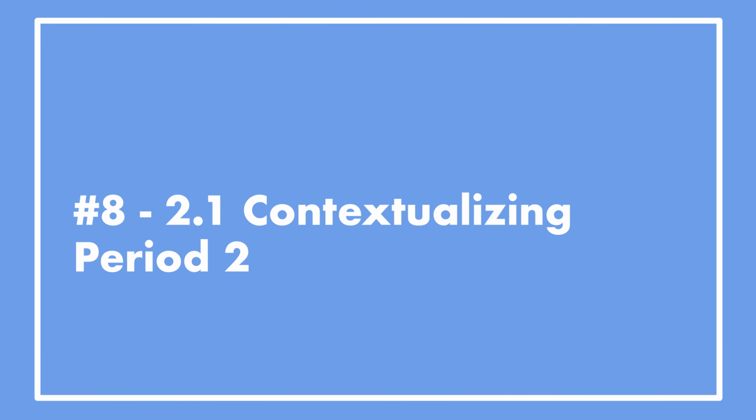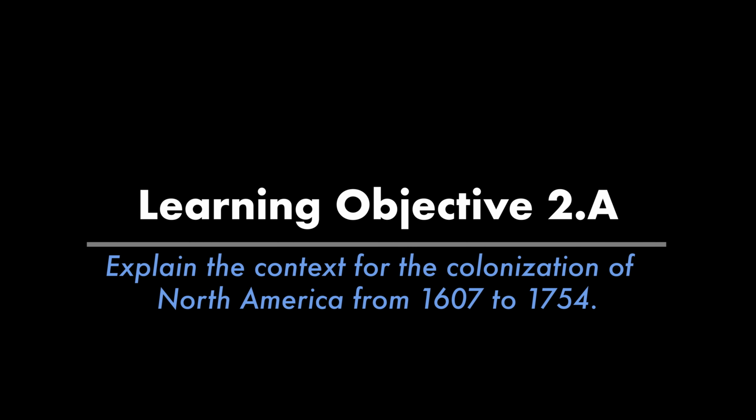Welcome back to lecture number 8, topic 2.1, Contextualizing Period 2. This lecture will serve as background for everything that happens between 1607 to 1754. The learning objective says, explain the context for the colonization of North America from 1607 to 1754.